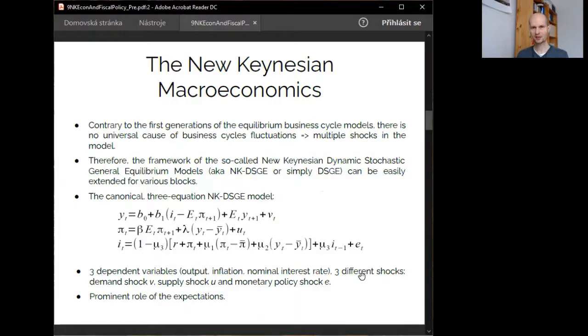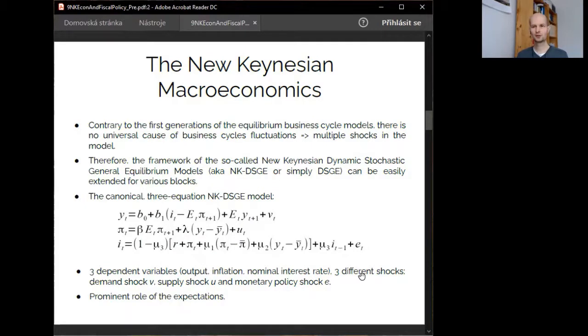Perhaps the first difference which can be observed just at first sight when looking at the new Keynesian macroeconomic models is that these models do not rely on one universal cause of business cycles. Rather, they accept the idea that there might be many alternative causes of business cycles. All those causes can lead to slightly different dynamics. And so the proper model of economic cycles shall, according to the proponents of those theories, allow for a multitude of shocks that hit the economy.